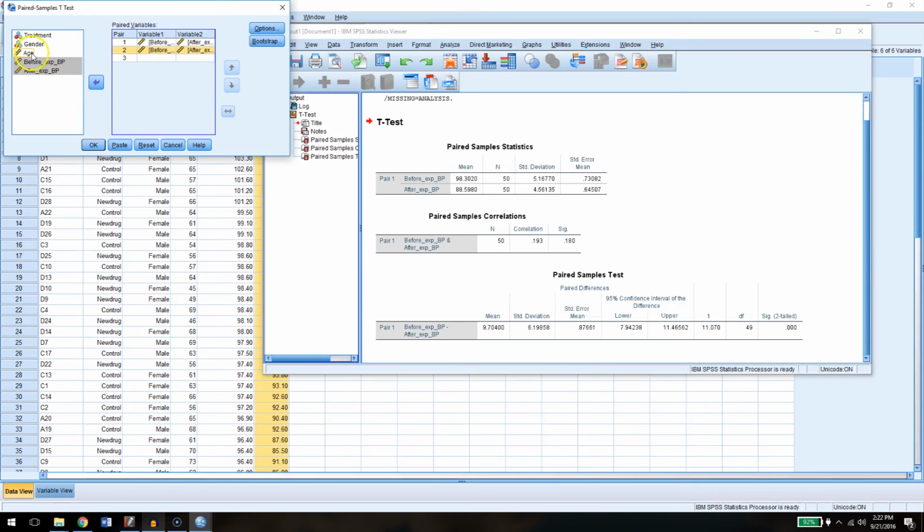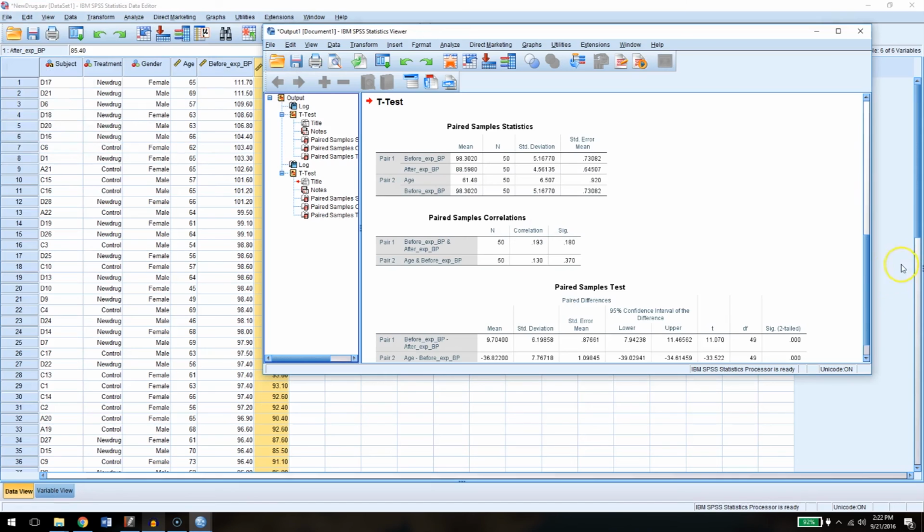I mean, in theory, you could compare age to before, but that doesn't make any sense at all. But let's see what happens if we just... Okay, it doesn't like that. It doesn't like that we had both of these in there. All right, fine. Let's do this. Let's see what the age versus before blood pressure looks like.